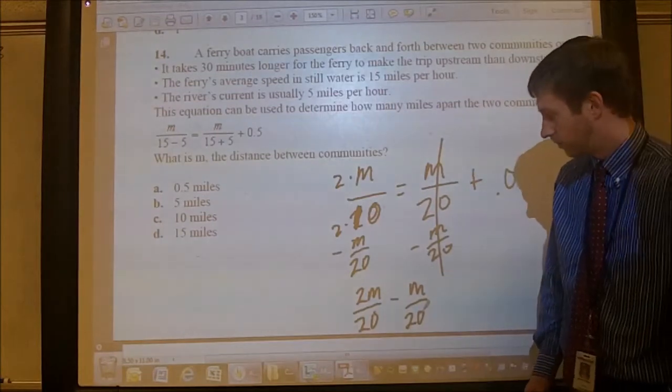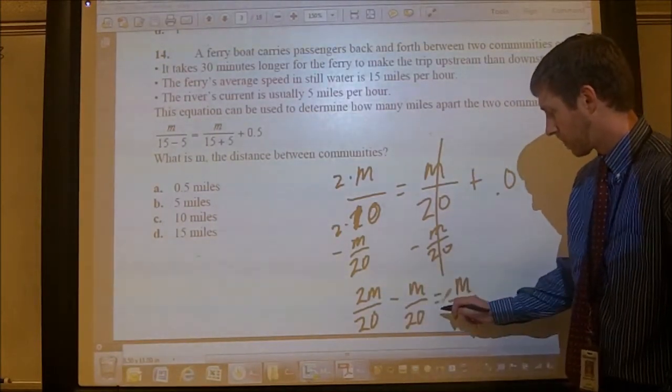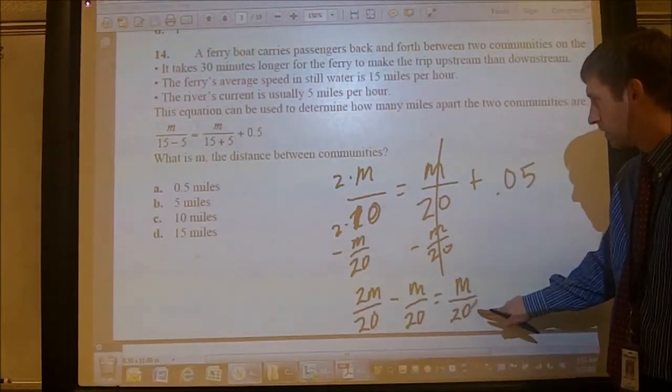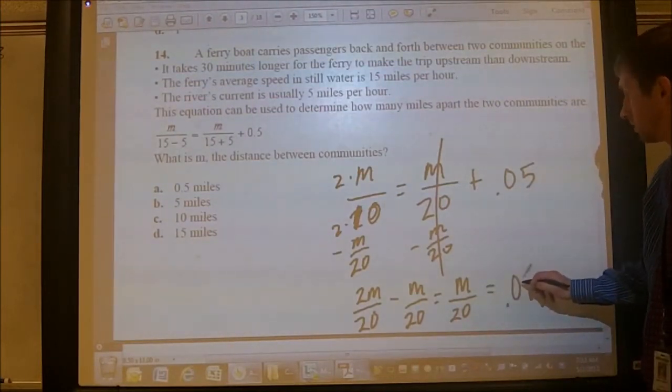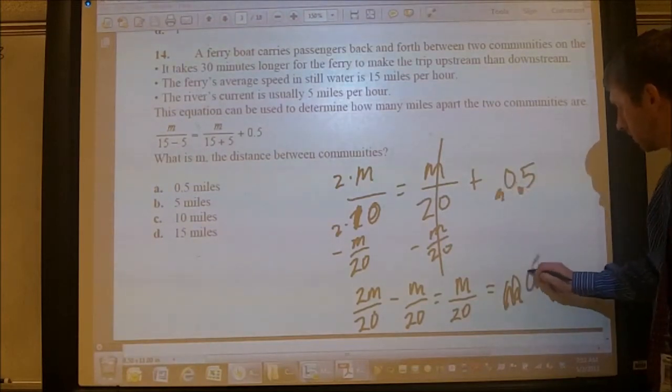Okay? Well, 2M minus M is M. You keep the same denominator, right? And what was this supposed to be equal to, right? Don't forget this part. It was equal to 0.5. I don't know, my decimal's in the wrong place. Sorry about this. 0.5.